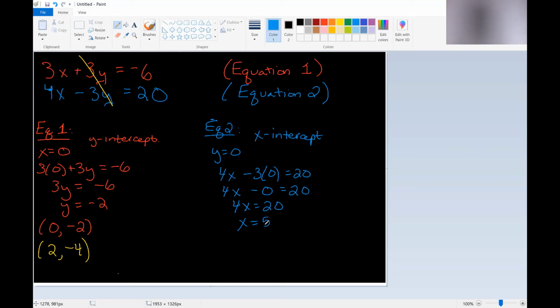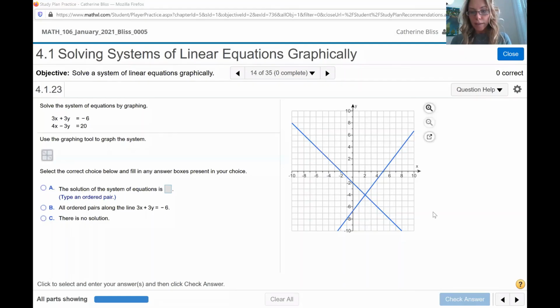So on equation 2, if I'm going to plot that up, one of the points is going to be over 5, up 0. And then, of course, the intersection point, we already found that point. That's 2, -4. So now we've got some really nice numbers. We can come over here in MyMathLab and plot these up. In MyMathLab, I just wanted to show you the solution.